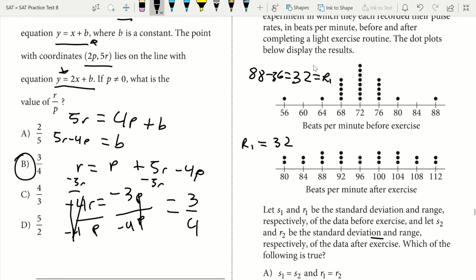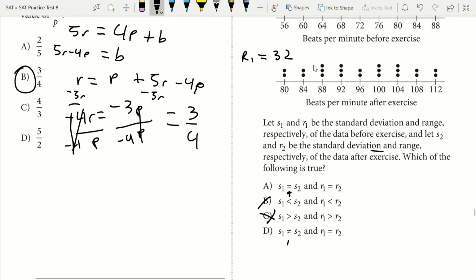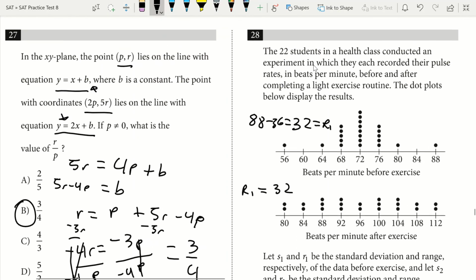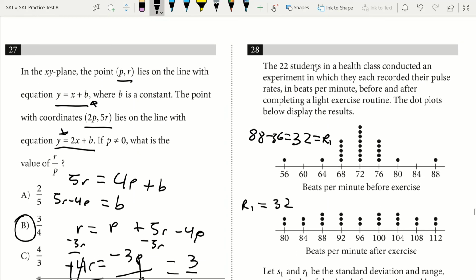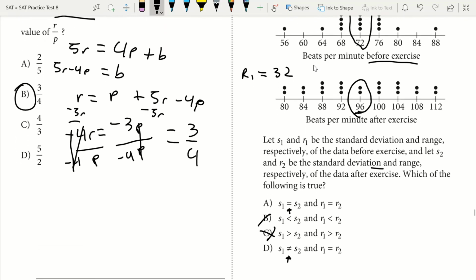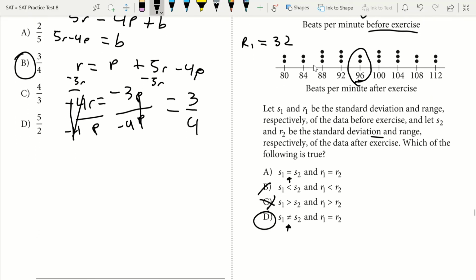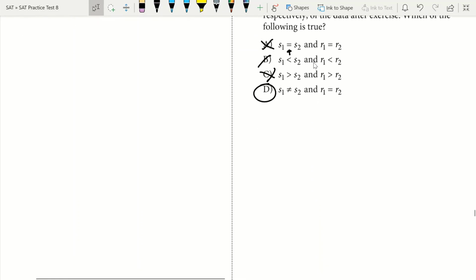So I'm talking about my standard deviations. I'm told, are they equal or are they not equal? Standard deviation is basically based on the square of each value's distance from the mean, right? I see that the values in my first set, before exercise, are very concentrated around their mean, but down here they are much more dispersed from their mean. So the square of their distances from the mean is going to be much higher. So the standard deviations of the two are not going to equal each other. So my answer is going to be D. Those two standard deviations are going to be very different values, but also R1 equals R2. So my answer is D there.